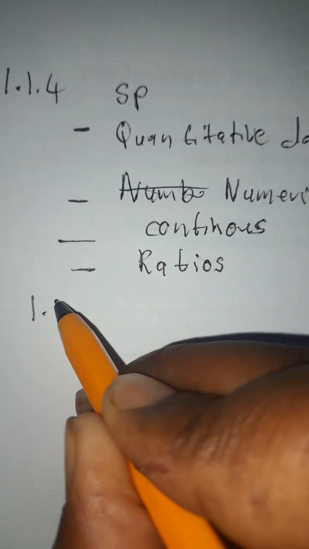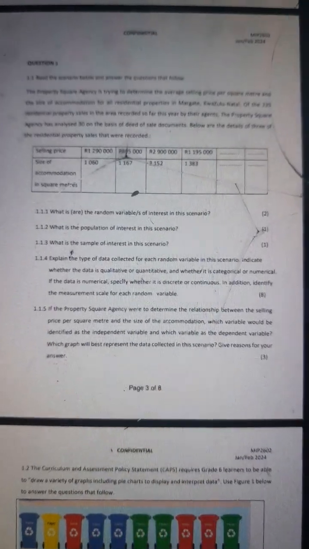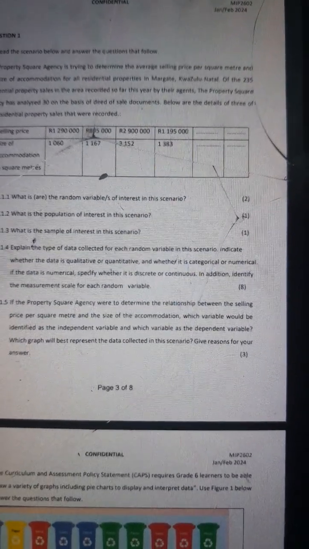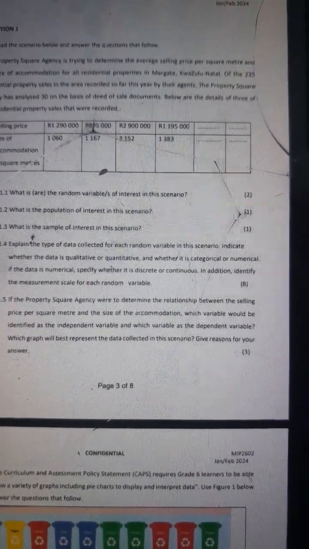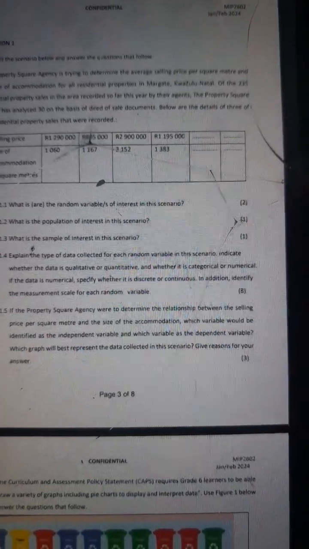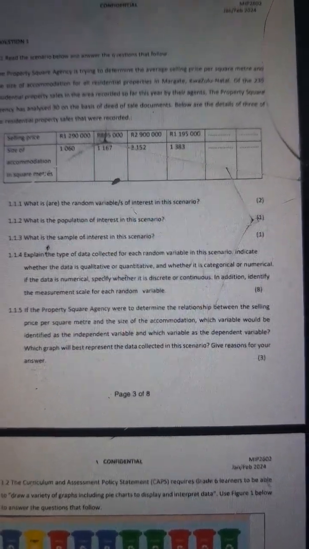So I want us now to look at 1.1.5. At 1.1.5, if the property agents were to determine the relationship between the selling price and the size of accommodation, which variable will be identified as the independent variable and which variable as the dependent variable, and which graph will best represent the data collected in this scenario? Give reasons for your answer. So which one will be independent and which one will be dependent? Let's put that into practice.